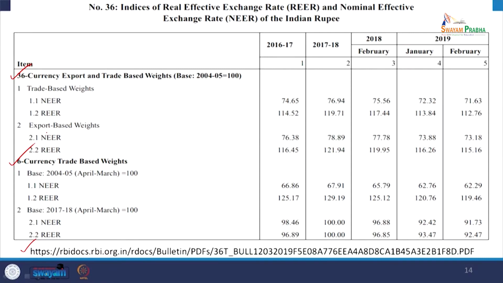As per the RBI site, the 36 currency index is given, and the 6 currency index is also given there. Now, the latest NEER and REER data can be compared. The first one is NEER and the second one is REER. The first one is trade based weight, the second one is export based, wherever export value is higher, the weights differ based on that. The 6 currency trade weight is also measured here. You can just compare them.